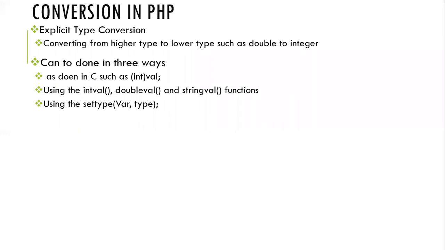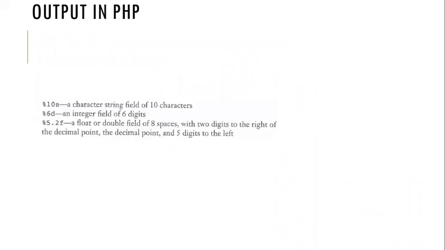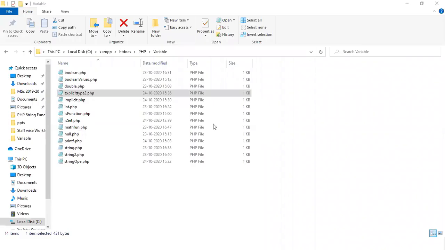So these three ways we can convert this. Built-in functions to check the type of variables. What built-in functions does PHP provide to check the type of variables? Like is_real, is_float, is_int, is_double. Let's check out one program so you can understand better.